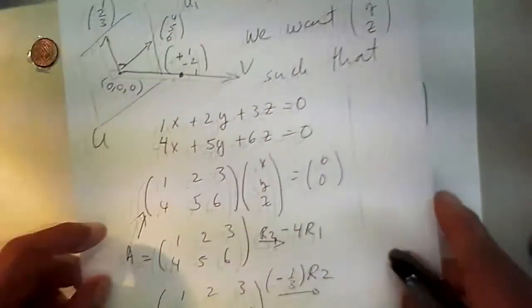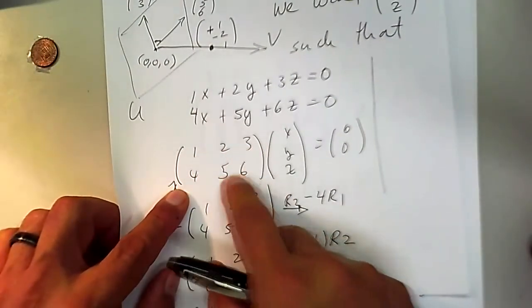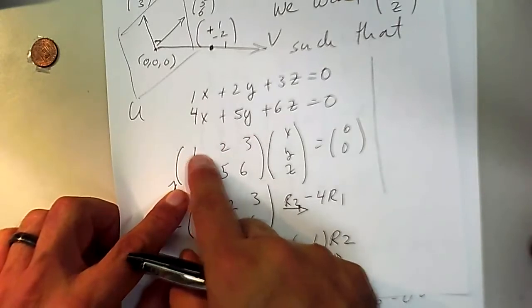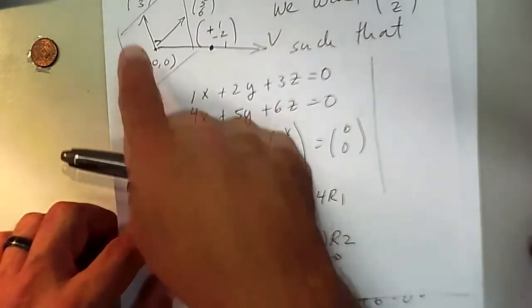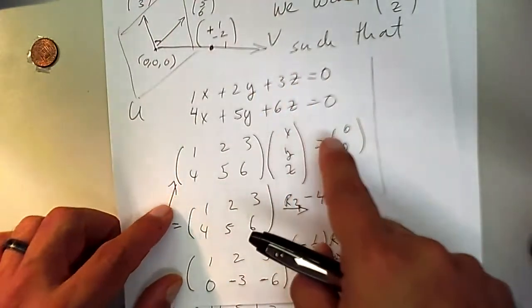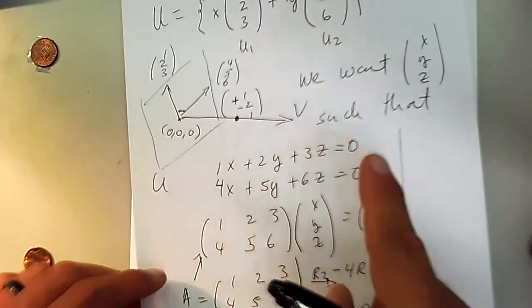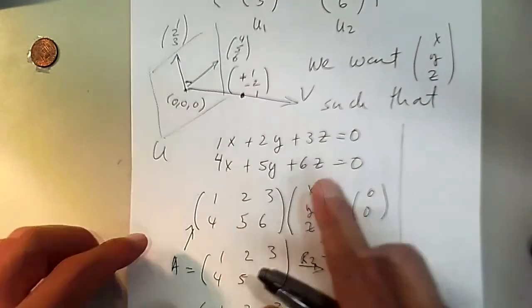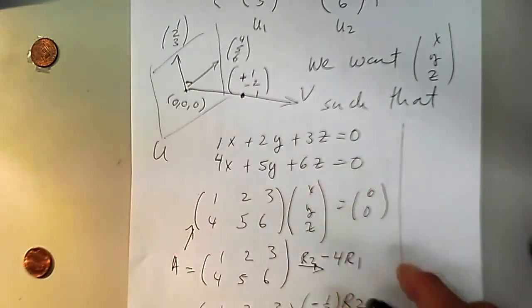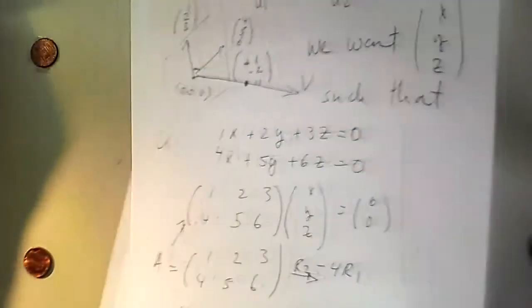And notice, by the way, when we put this into matrix notation, the space generated by the rows is that one, and the space generated by this vector is the null space of this matrix. So we're beginning to relate null spaces and row spaces together.